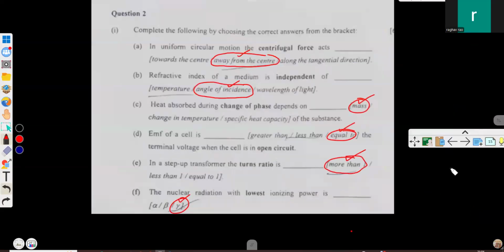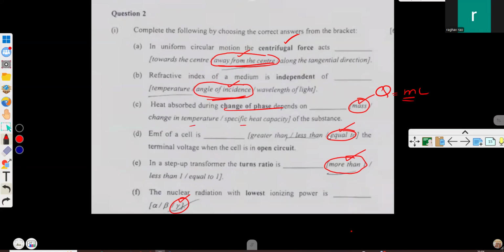Next, let us see question number 2. In uniform circular motion, the centrifugal force acts away from the center. The refractive index of a medium is independent of angle of incidence. It depends on temperature. It depends on wavelength of light. Heat absorbed during change of phase depends on mass, by Q is equal to M into L. It depends only on mass. It does not depend on change in temperature. It does not depend on specific heat capacity.